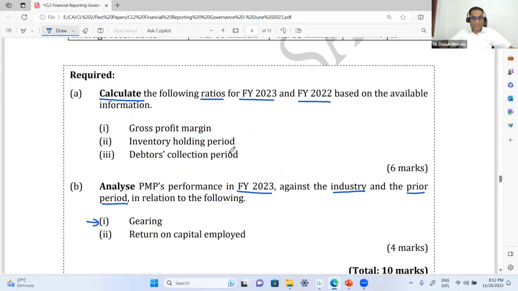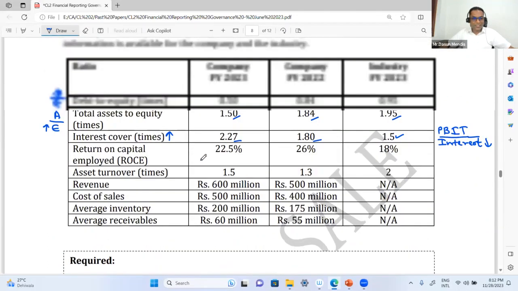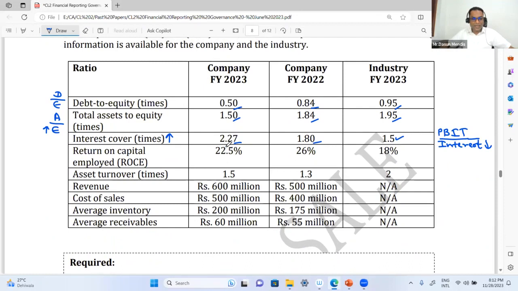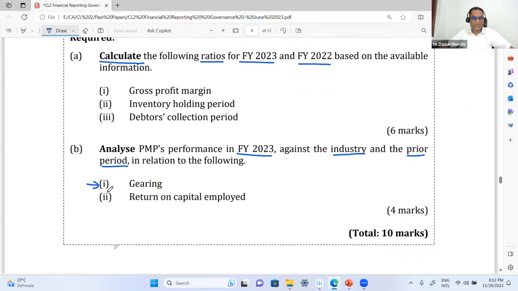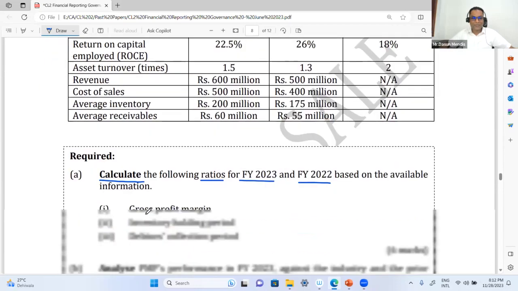So right now, let's look at the rest of it. Then you have been given return on capital employed numbers as well, right? You have been given the asset turnover figures as well, right? So that is actually coming under Roman number 2 of part B, right? Roman number 2 of part B, but let's complete part A.